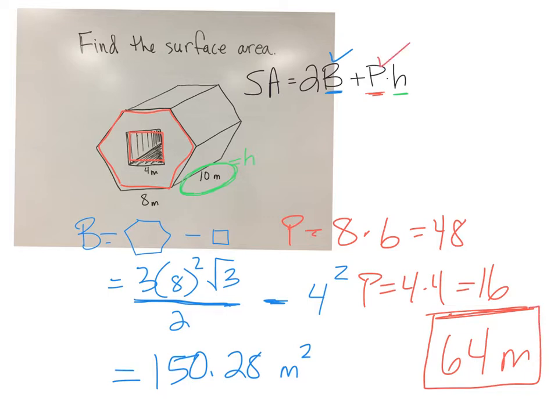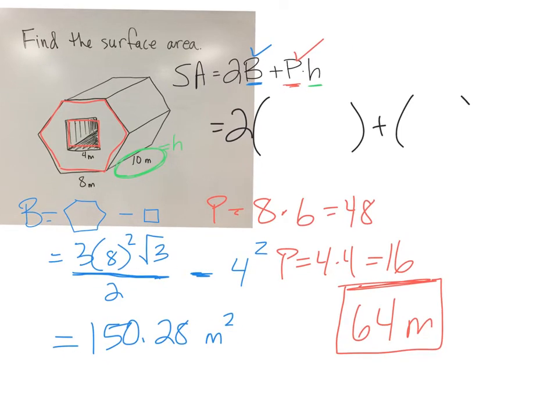Area of the base, perimeter of the base. And now that we've calculated both of these things, we can plug them into the formula. So our base area was 150.28. Our base perimeter is 64. And your height is 10.